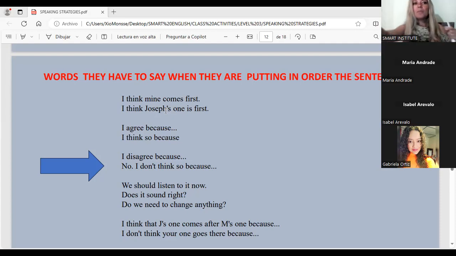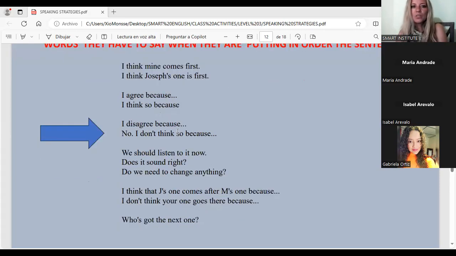I think mine comes first. I think Joseph's one is first. I agree because I think so. I disagree because I don't think that these sentences go here or go there, right? We should listen to it now. Does it sound right? Do we need to change anything? So you have to encourage students to use these phrases when they are working.